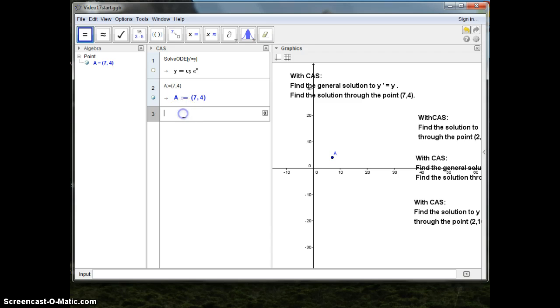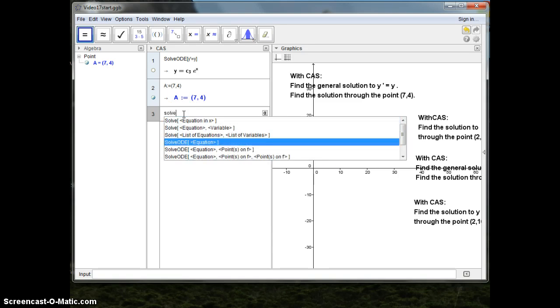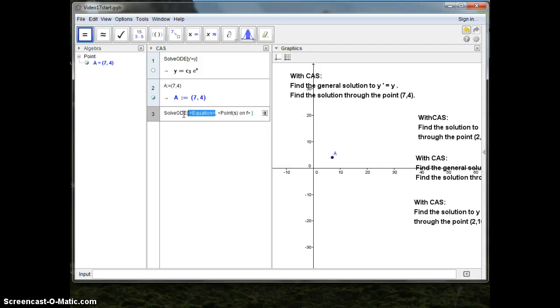And now I'll solve my equation through a point. The equation being the same one, y mark equals y, and the point being the point A. Now the constant has been changed. Now I've got real values.